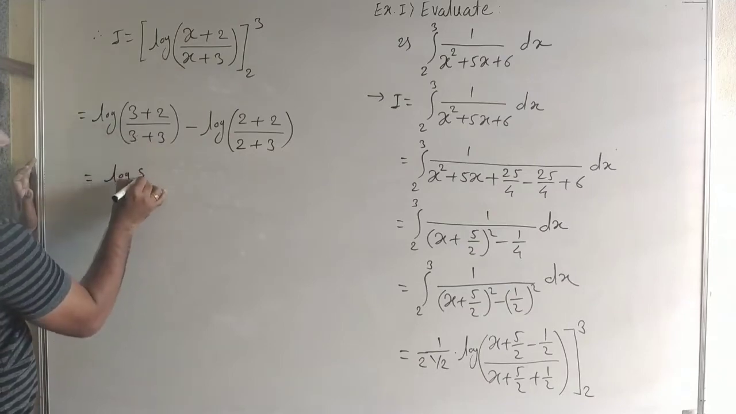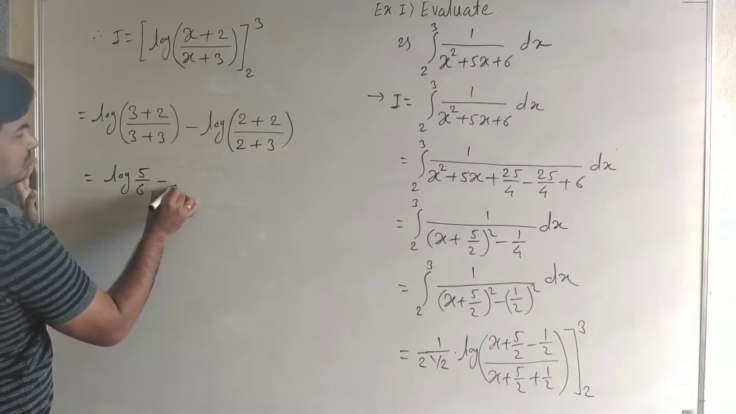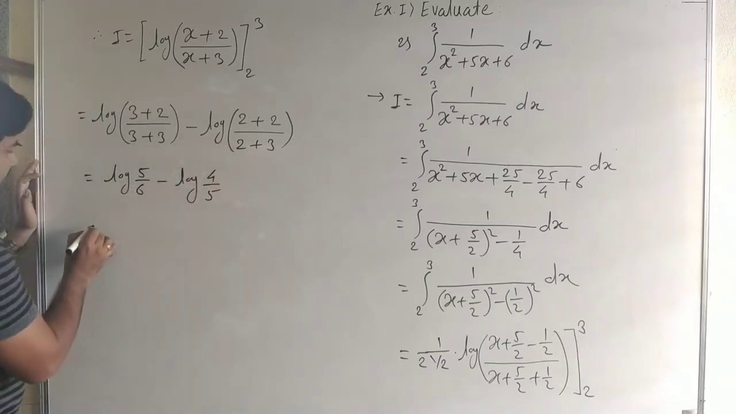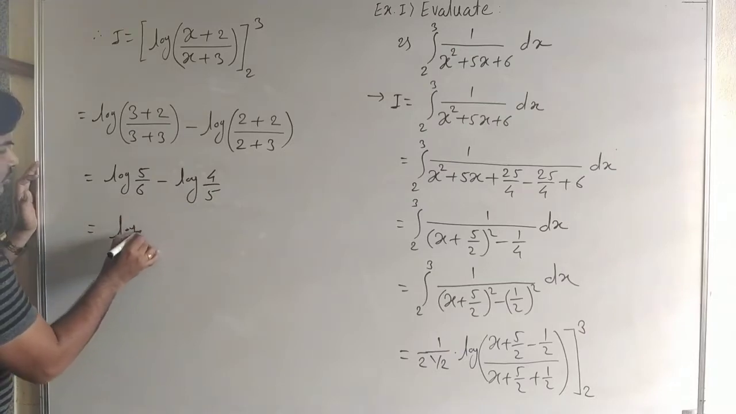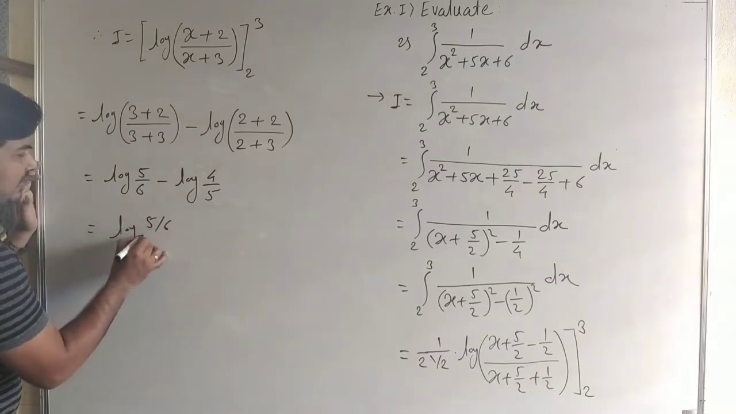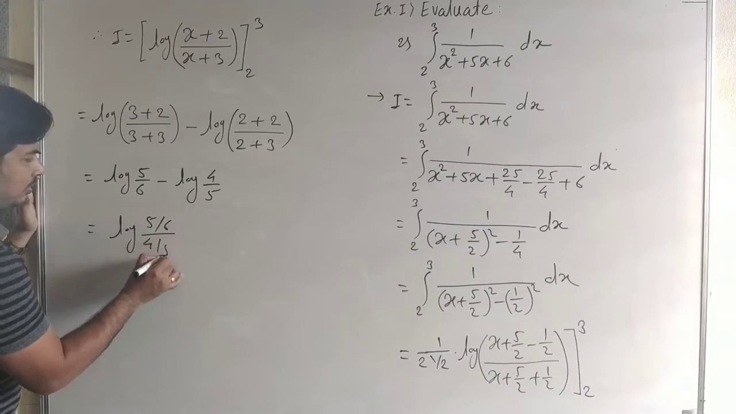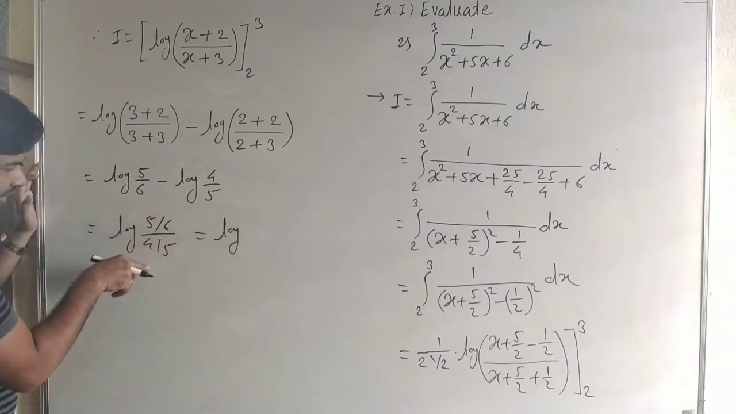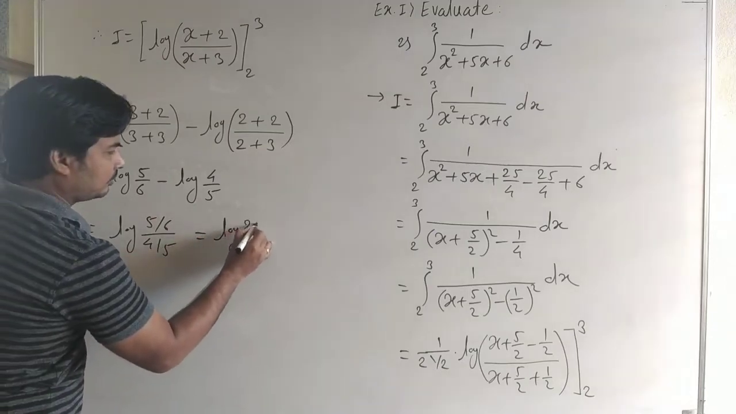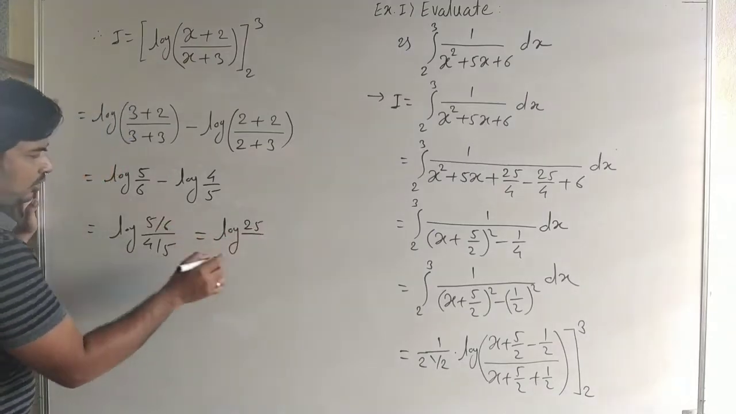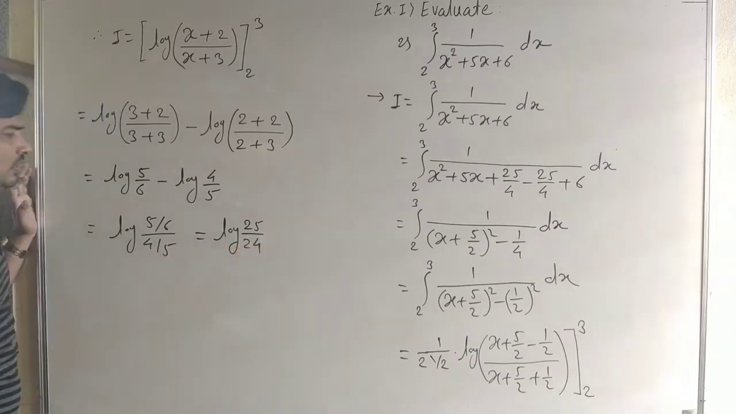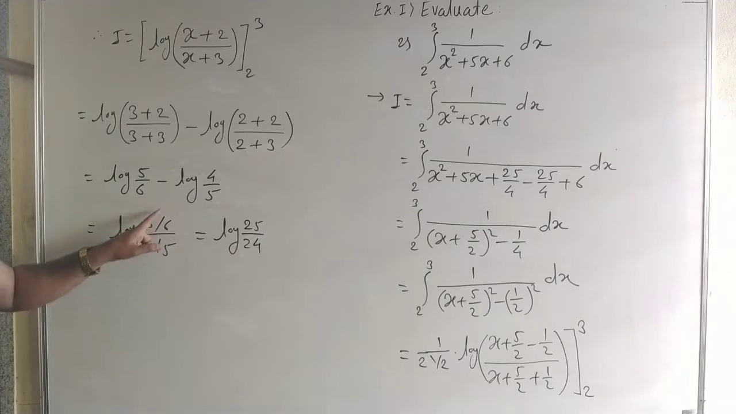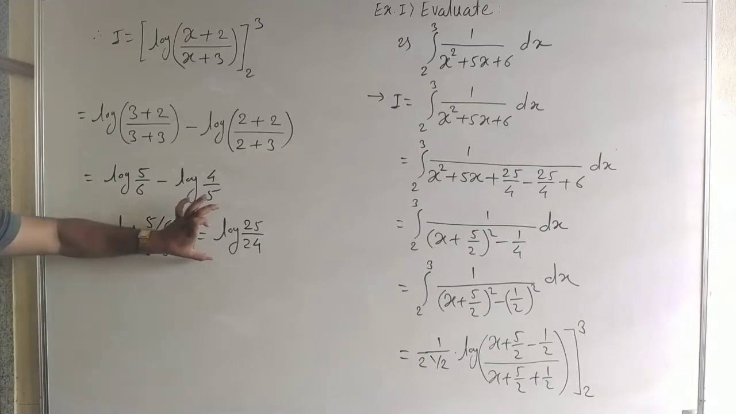Log of 5 by 6 minus log of 4 by 5, and then by using the property of logarithm, 5 by 6 upon 4 by 5, and then the last answer is log of 25 upon 24. Okay, log of 25 upon 24. 5 becomes the numerator and 6 becomes the denominator. It is the last answer.